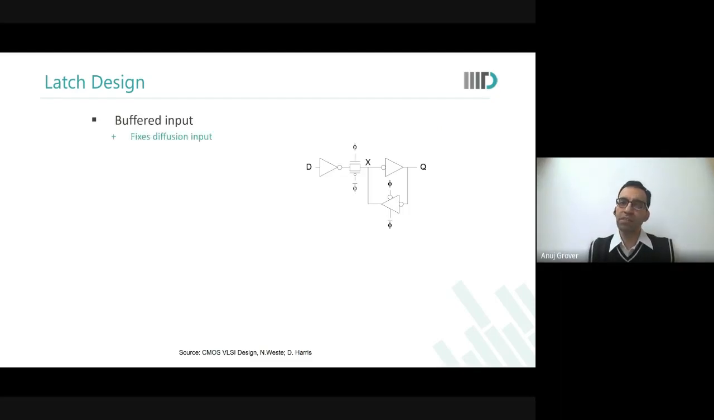So this is your latch. This also fixes the problem of diffusion input. This is a fully static circuit. It is non-inverting. Whatever you put on D will appear on Q. So it takes care of all the disadvantages that we talked about till now. But this has 10 transistors now.